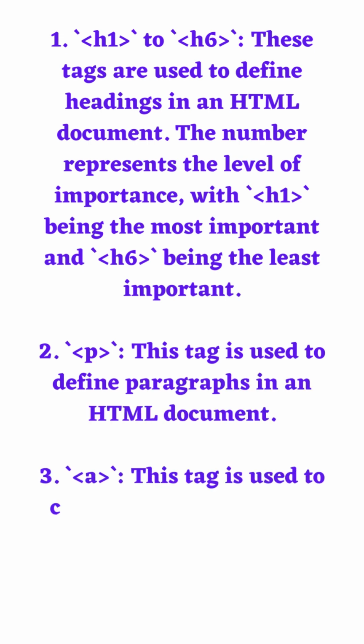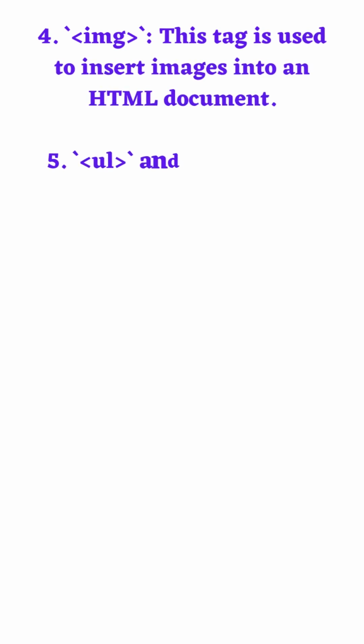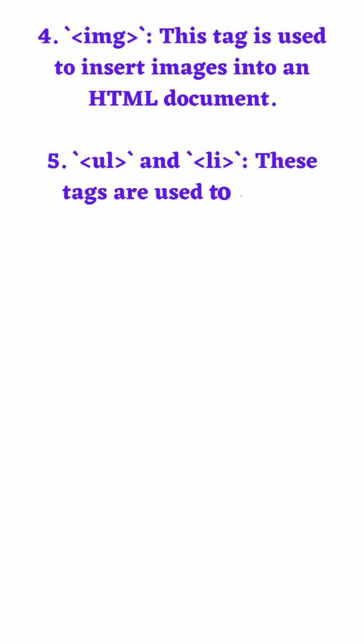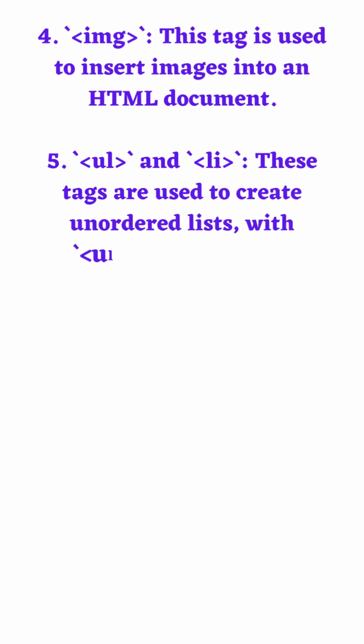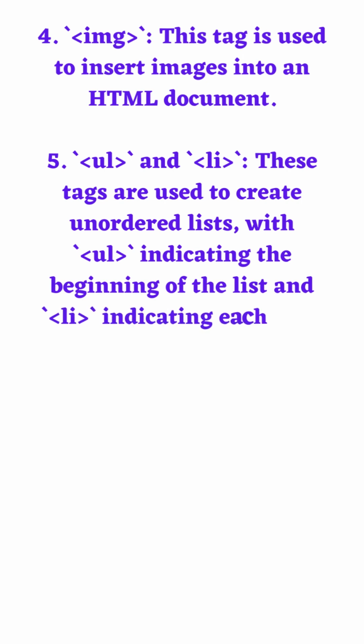A tag. This tag is used to create links to other web pages or files. IMG tag. This tag is used to insert images into an HTML document. UL and LI tags. These tags are used to create unordered lists, with UL tag indicating the beginning of the list and LI tag indicating each item in the list.